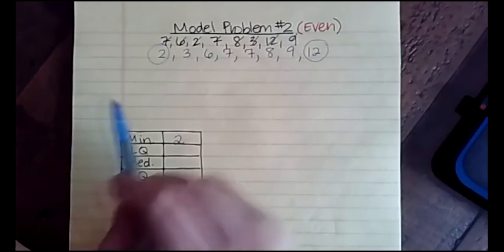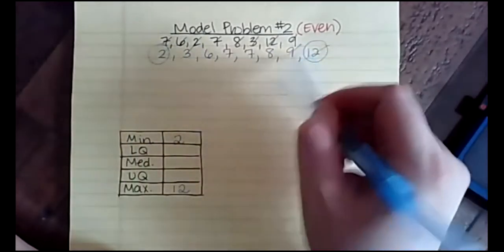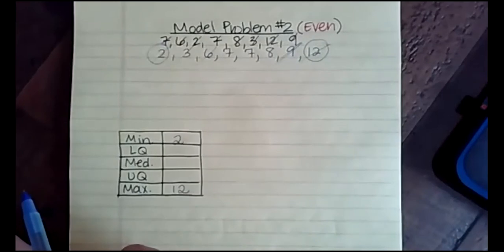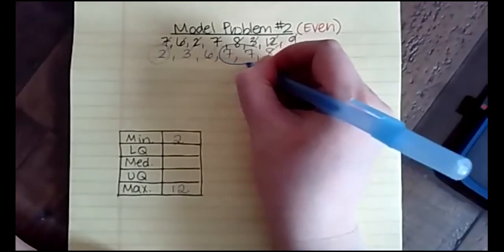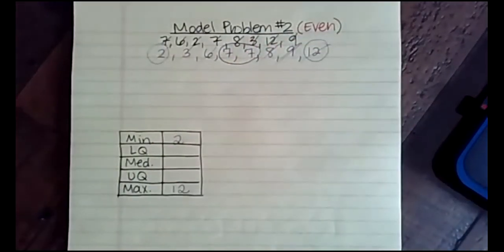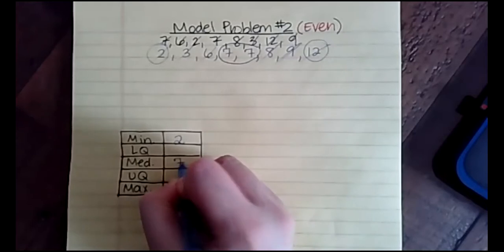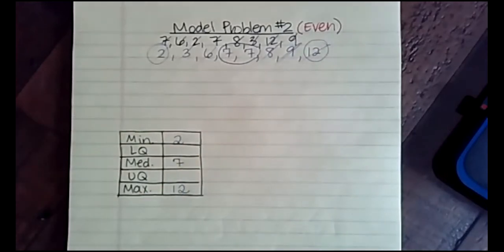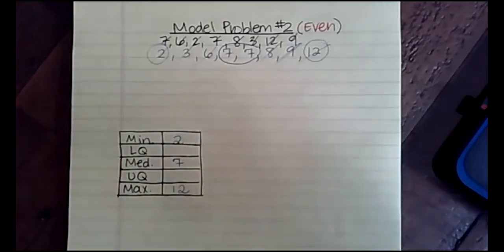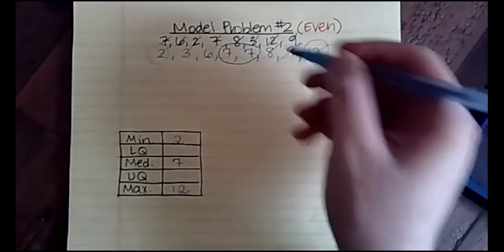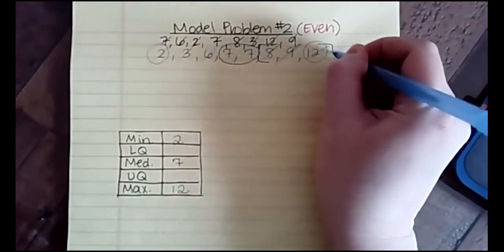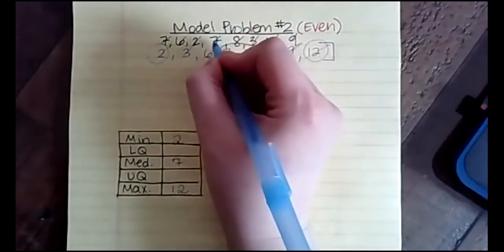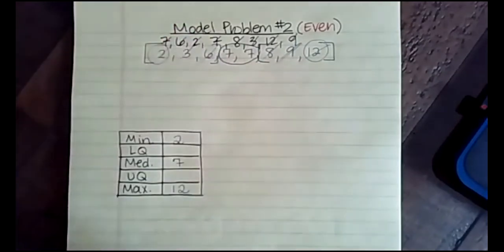Cross out till you get to the center. 1, 2, 3, 4, 5, 6. Let's see, I have 3 on this side. I need another one here. It looks like 7 and 7 are in the middle together. So since they're both the same number, I got really lucky. I just say that my median is 7. But if they were 2 different numbers, I would have to add them together and divide by 2. So now we break these off into our upper and our lower quartiles.